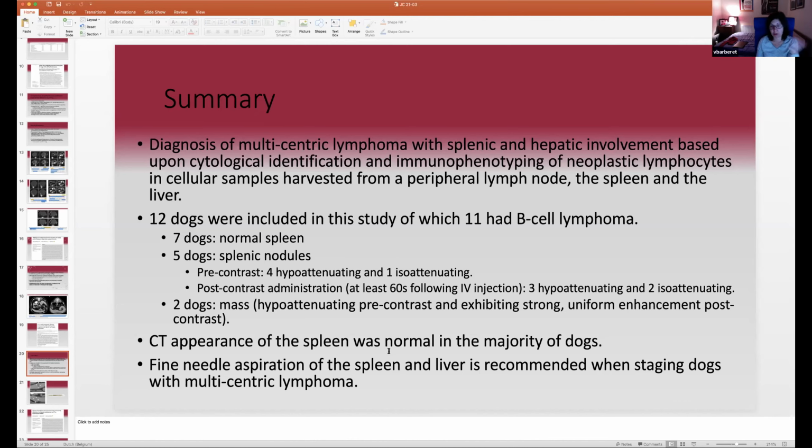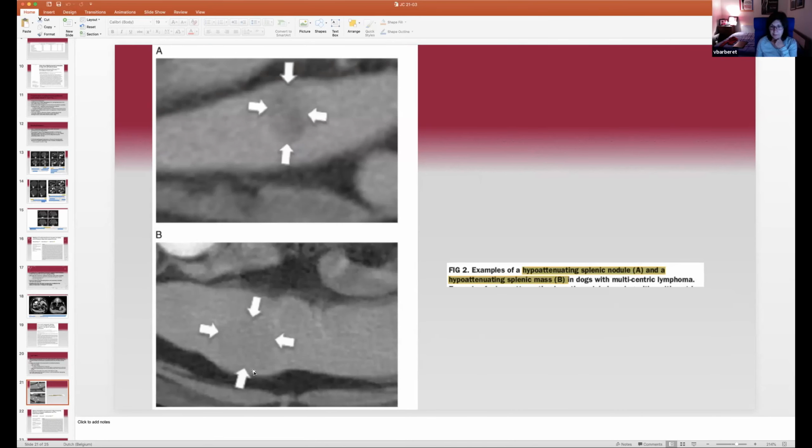But they mentioned in the conclusion that the spleen was definitely normal in the majority of dogs, so that doesn't exclude lymphoma infiltration. And like for the mast cell tumor, they recommend that if you want to do proper staging, you need to do FNAs rather than just look at the CT aspects. And that's where they show the hypoattenuating nodules, something quite ill-defined in both examples that they showed there.